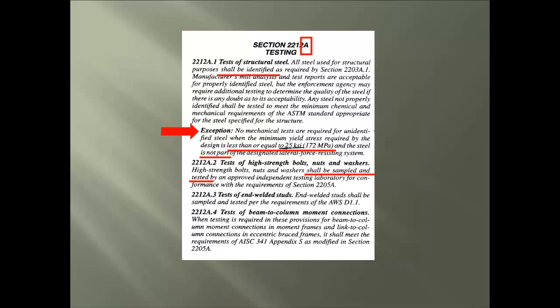Now we see the requirements for testing of end-welded studs, which should be sampled and tested as per the AWS D11. And as we close this section, the testing of beam-to-column connections are covered, but look closely that the section starts with when testing is required, and if so, must meet the requirements of AISC 341 Appendix S.